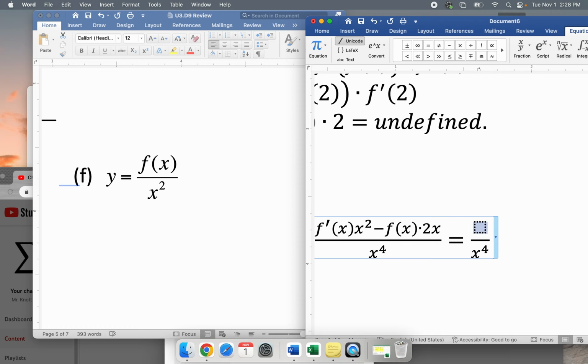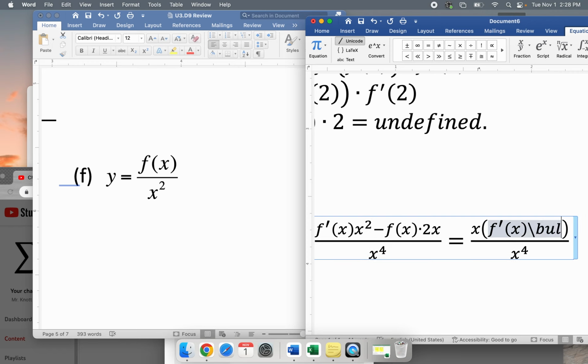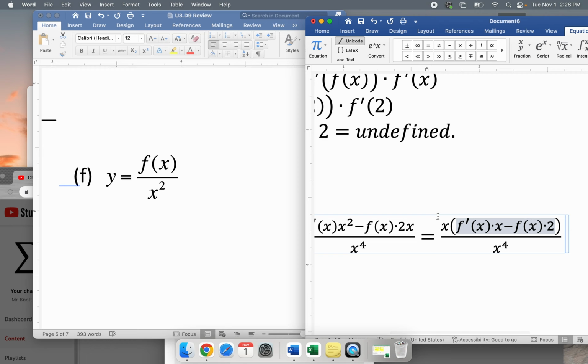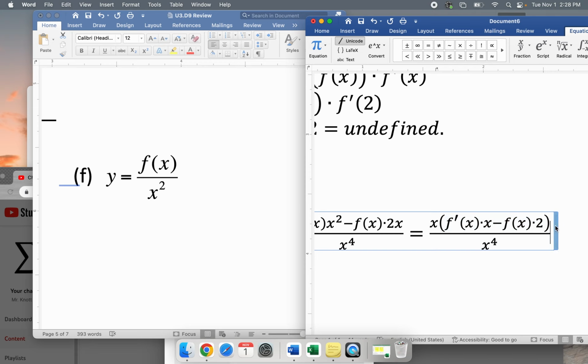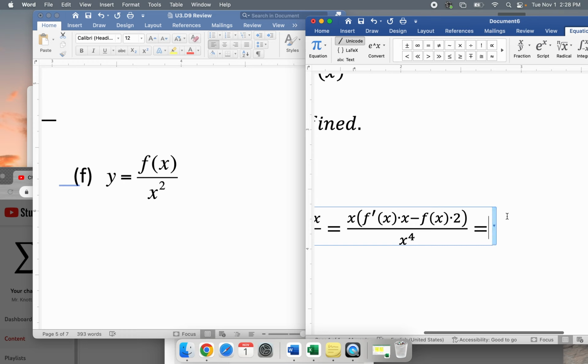You could clean this up a bit before you go any further. You don't really need to, but you can pull out a common factor of x from the numerator. So that would leave you with f prime of x times x minus f of x times 2. If I pull an x out of each of these, that leaves me with what I want. Then I can cancel this x with one of the x's down below. I don't even know why I bothered to do this. It's not really going to save me much time in the end, but whatever.